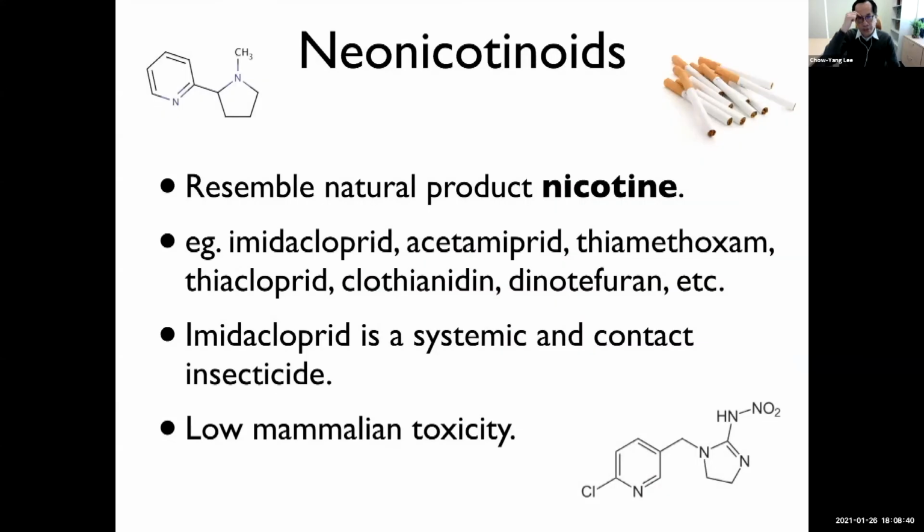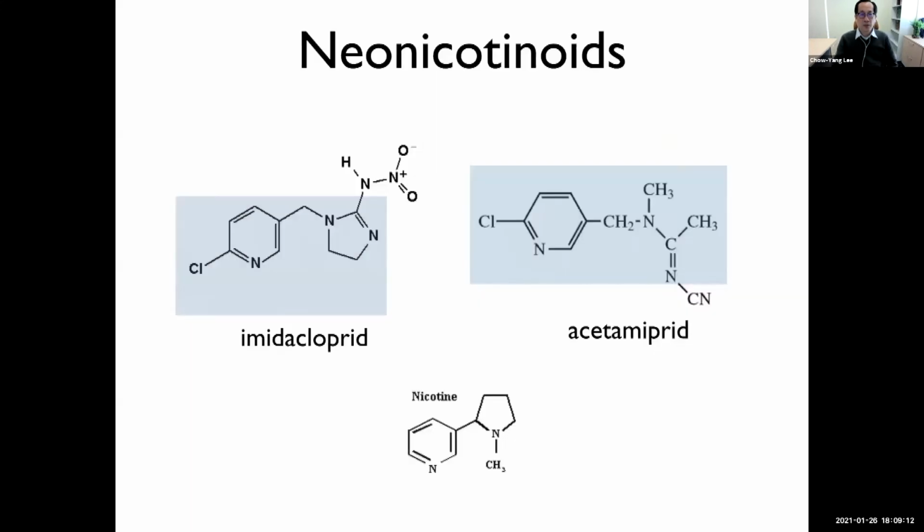Now, the next group is neonicotinoids. As the name says, it resembles the natural product nicotine. So you have candidates such as imidacloprid, acetamiprid, dinotefuran, and clothianidin. These are the candidates within neonics, and they have low mammalian toxicity. And if you look at neonics, oops, what happened? I can't advance. Okay, so there is a nicotine-like structure within the compounds of neonicotinoids.